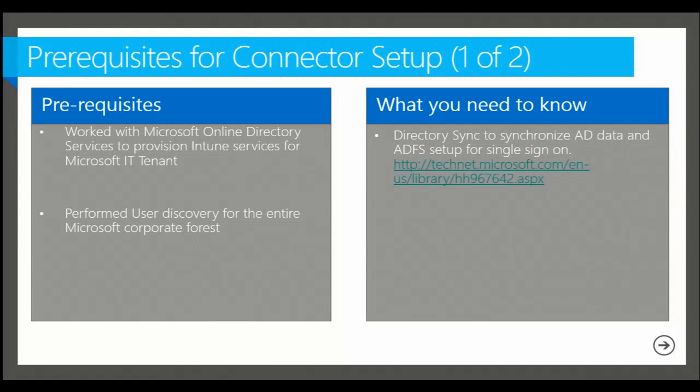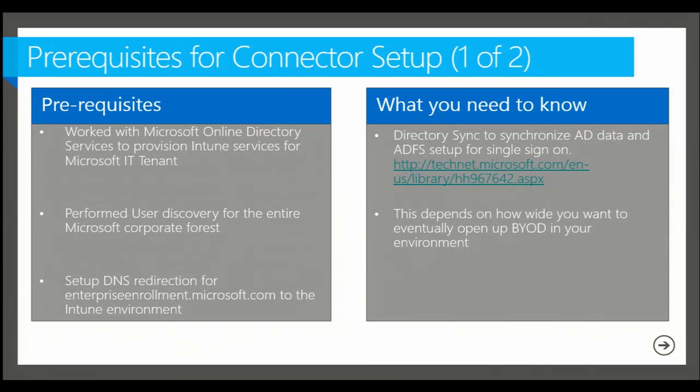From the Config Manager standpoint, we did a user discovery for all users in the Microsoft Active Directory corporate forest. In your case, this depends on how widely you want to bring your own device, or how widely you want to open device enrollment in your company. We set up a DNS redirection for this URL, specifically enterpriseenrollment.microsoft.com, and we redirected this to go to the Intune environment, the production environment.